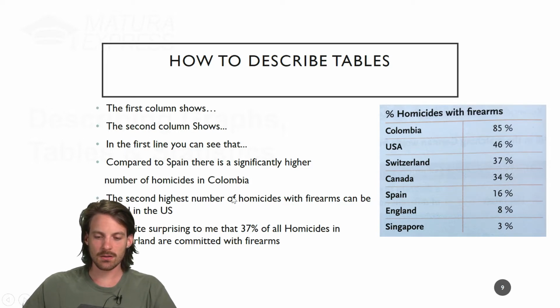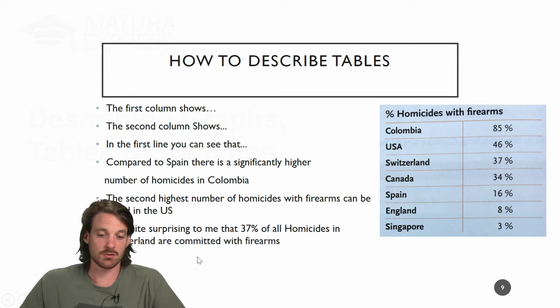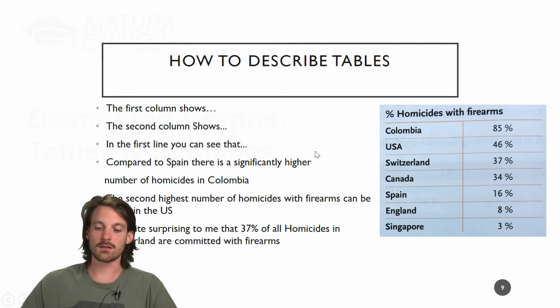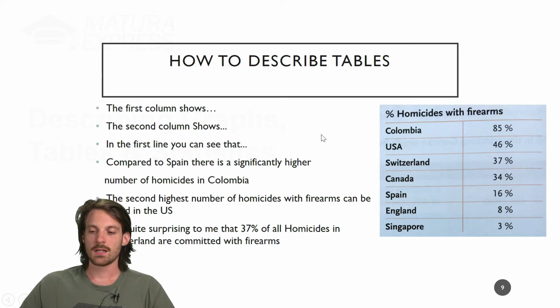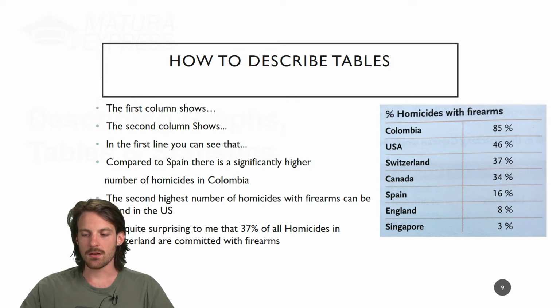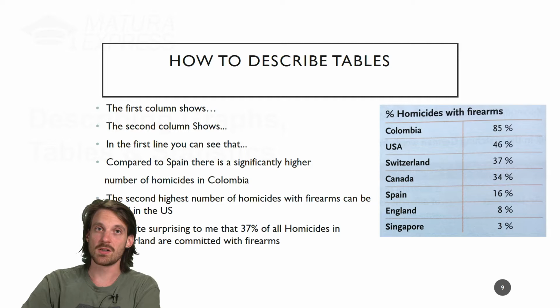What I've written out here, just as a sentence you could use, for example: it is quite surprising to me that 37% of all homicides in Switzerland are committed with firearms. Important here is that you don't only read the whole table, which means you can't start off with Colombia, 85%, USA, and so on. That's not what the examiners want to hear. They want you to be able to work with it.